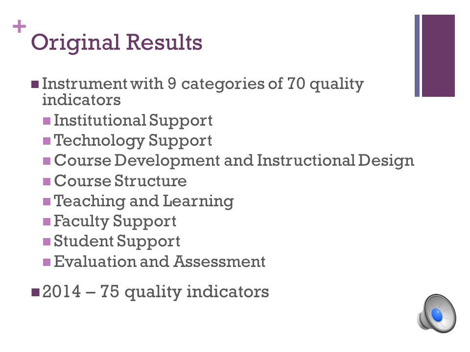The results of this process were an instrument, or a rubric, with 9 different areas of quality for a total of 70 indicators. The categories are institutional support, technology support, course development, instructional design, course structure, teaching and learning, faculty support, student support, and evaluation and assessment.